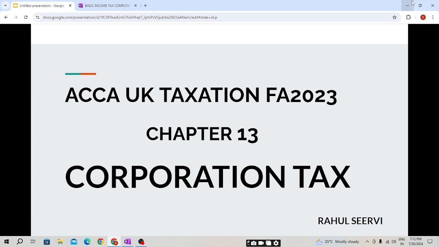In our today's session, we will be starting with chapter number 13, Corporation Tax. Before moving forward, first we will discuss who will pay corporation tax.